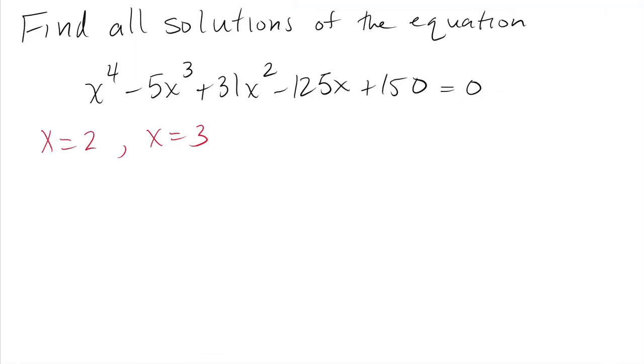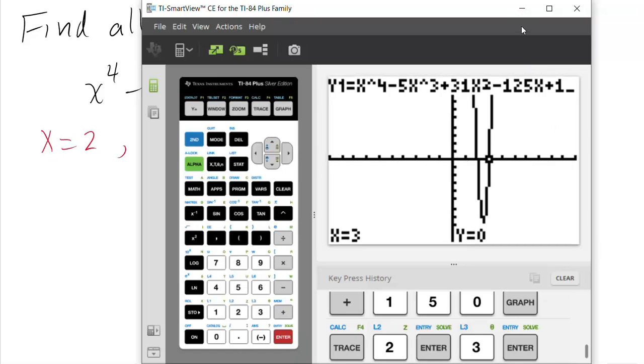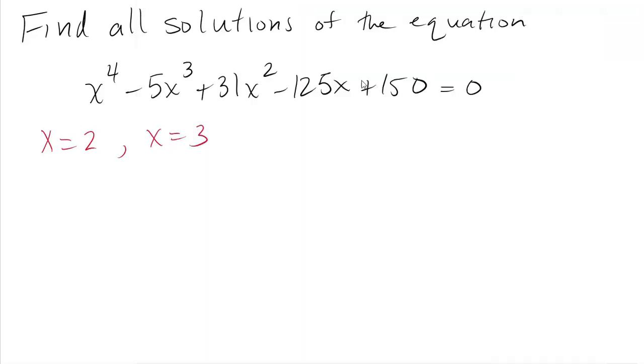But the graph doesn't show any other solutions. There are a few possibilities for why that might happen. One might be that the other solutions are way off the screen. Remember, we've only got this stretch from negative 10 to 10, and our constant term is 150. So maybe one of the solutions is much bigger.